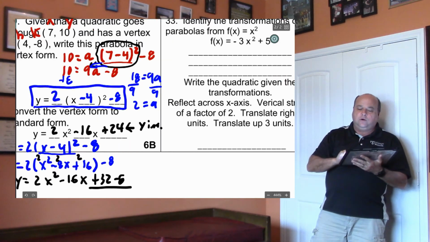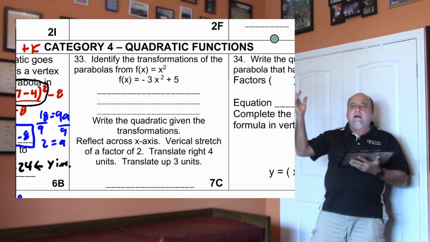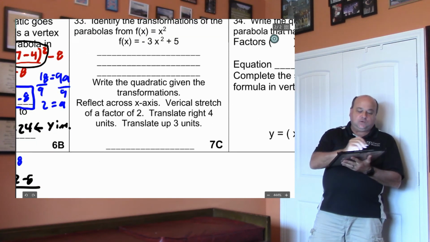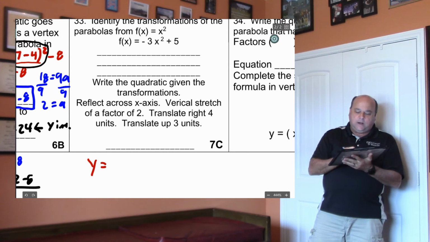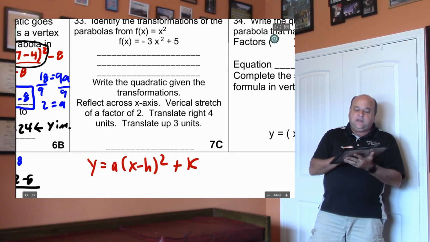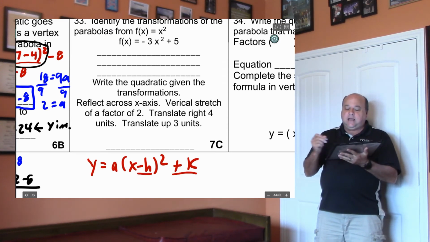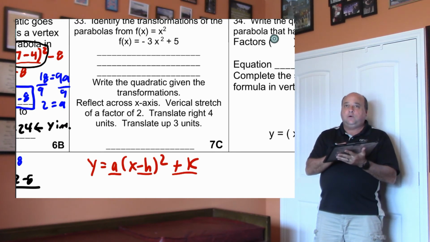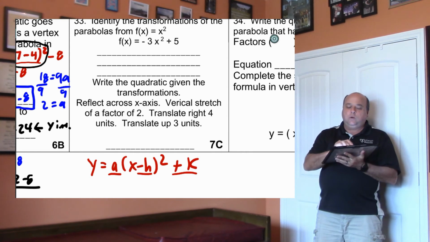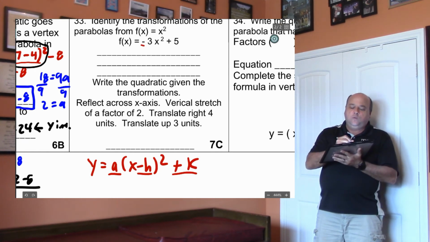Okay, now then let's go to 33. Got to remember the transformations. And let's write this down here. Write down y equals a parentheses x minus h squared plus k. The a vertically stretches it, the h moves it left or right, and the k moves it up or down, right? And if this is negative, it flips it, or it reflects it. So we have a vertical stretch, we have a move left or right, we have an up or down. So what do we have on this one? We have the negative, which means we're going to reflect across the x-axis.